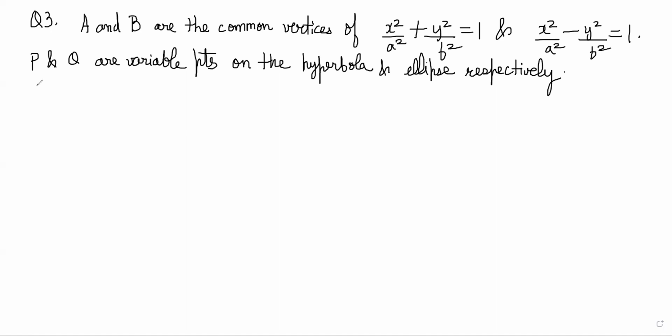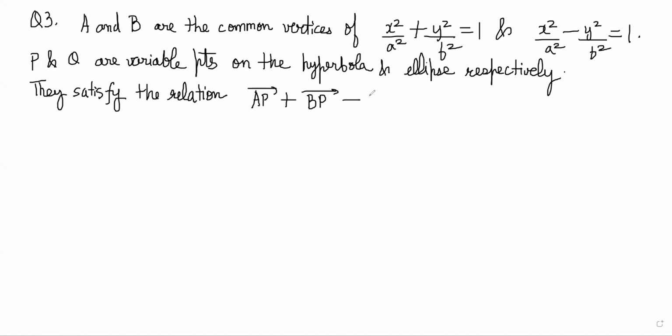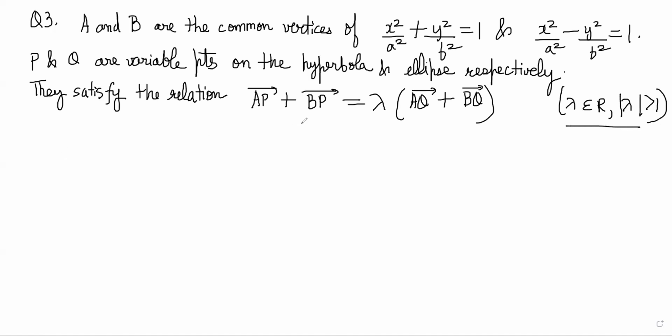We also have, which they satisfy the relation AP plus BP is lambda times AQ plus BQ, where lambda belongs to real, lambda mod is greater than 1. This is the condition that is satisfied by P and Q, right? First step is proving that O, P, Q are collinear. O is the origin here.